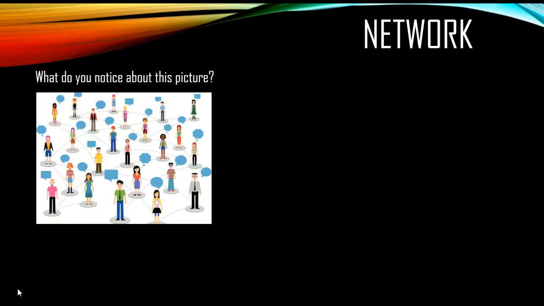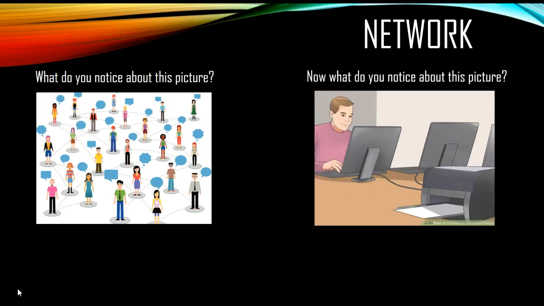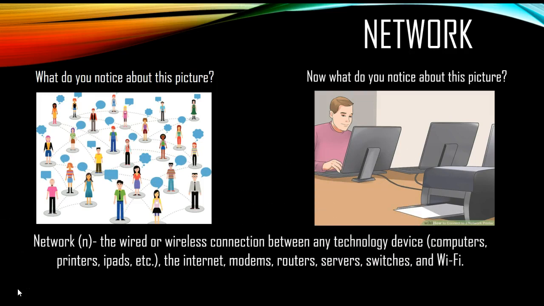And our first word that we're going to get started with today is a network. Before we can actually understand what networking is, we have to understand what a network is. So what do you notice about this picture? Yes, they're all connected. Now what do you notice about this picture? The computer is connected to the printer. That's correct. A network is the same way. It's the wired or wireless connection between any technology device, such as a computer, printer, iPad, etc., the internet, modems, routers, servers, switches, and Wi-Fi. So it's the connection between all technology, how it works, how information gets from place to place. That is what a network is.